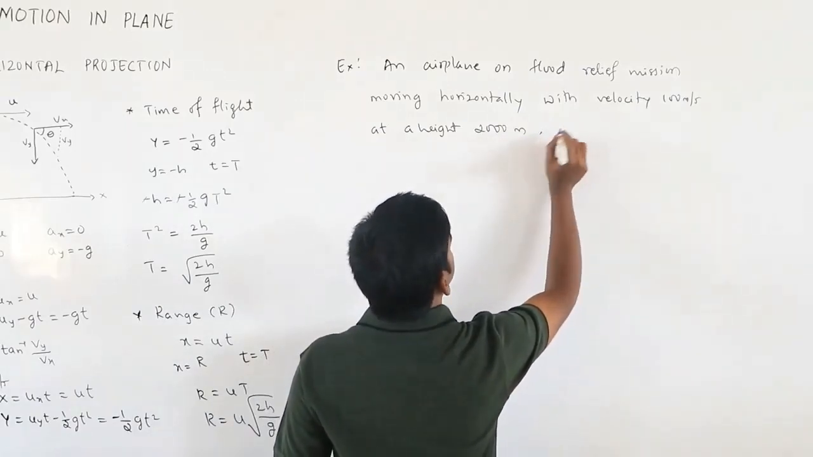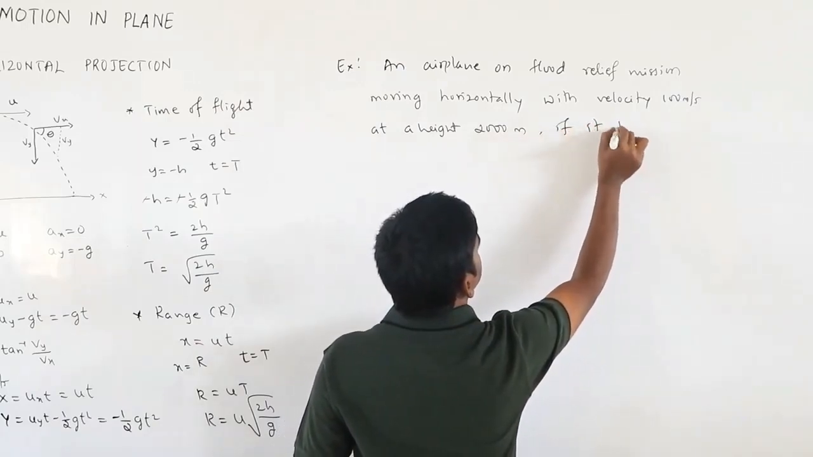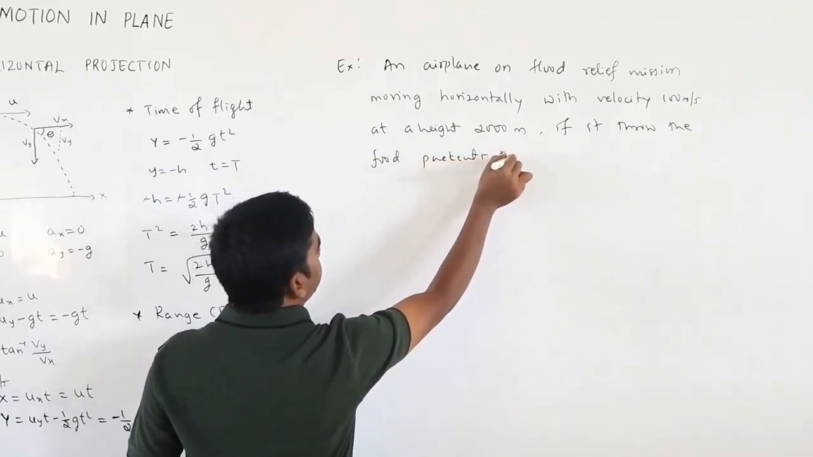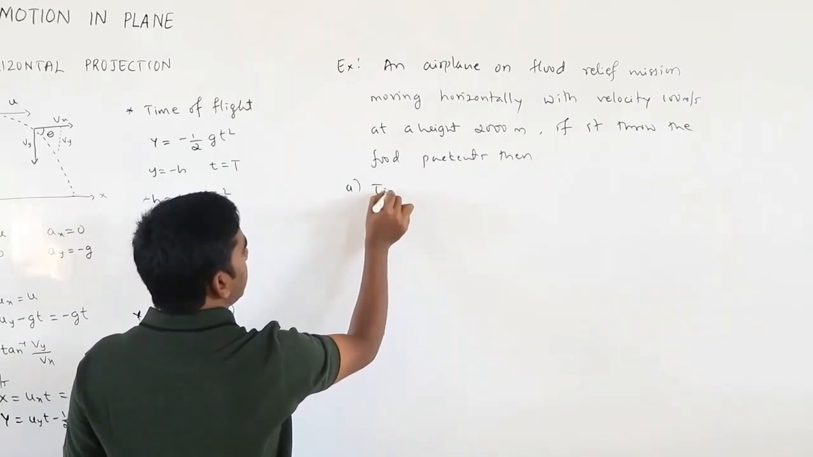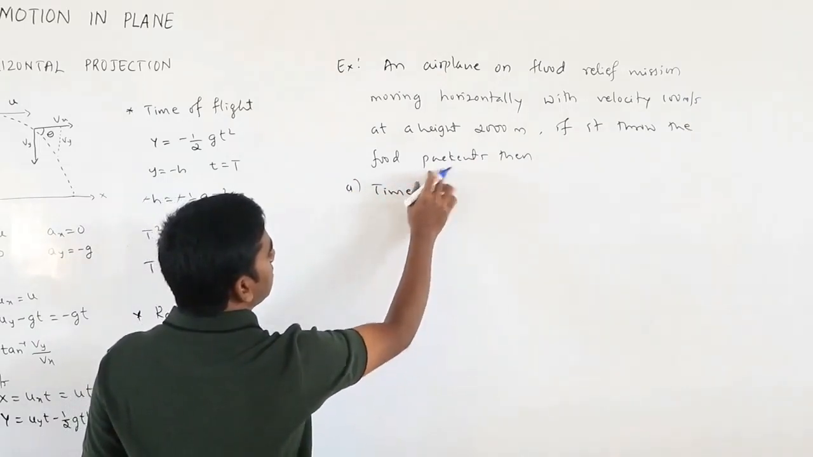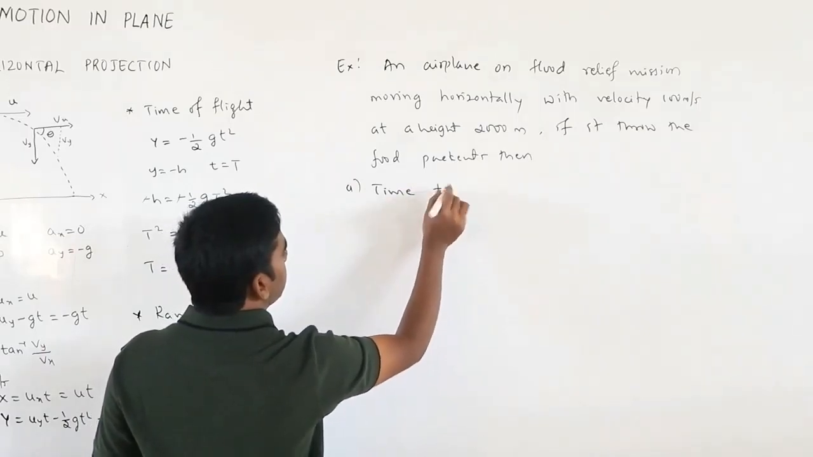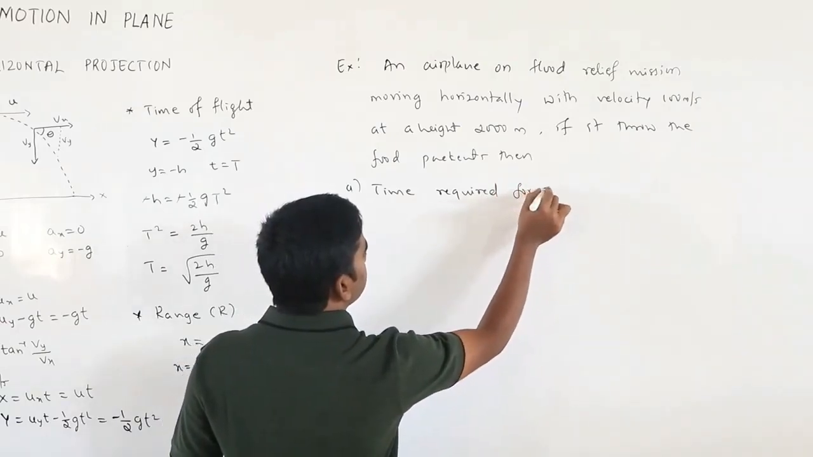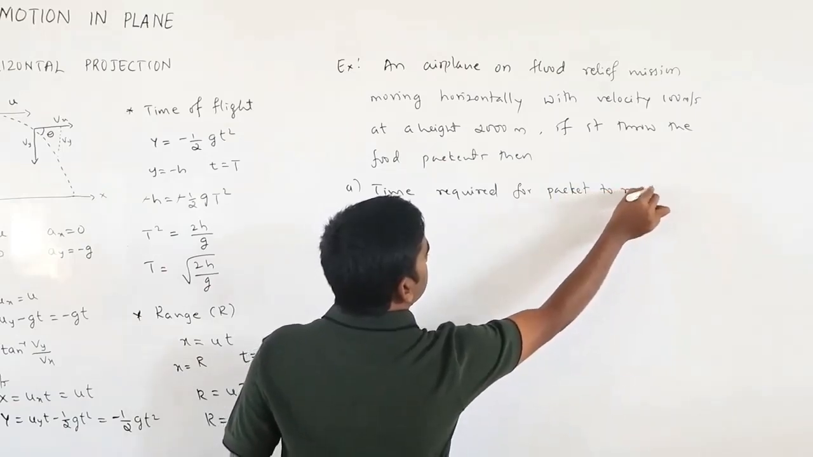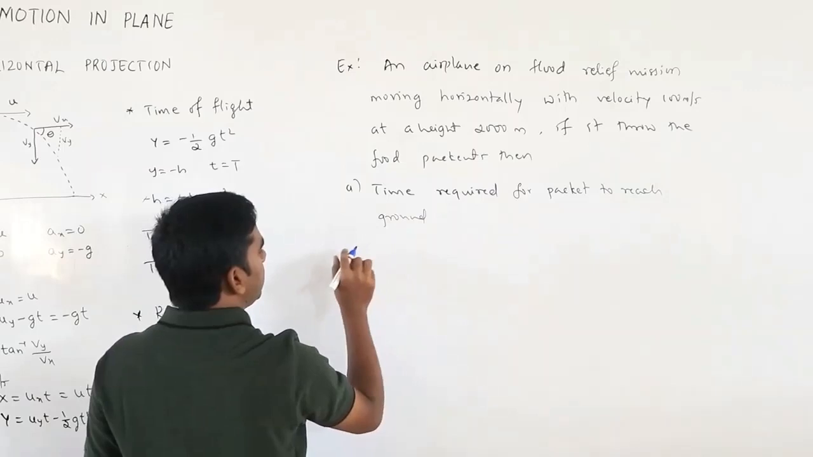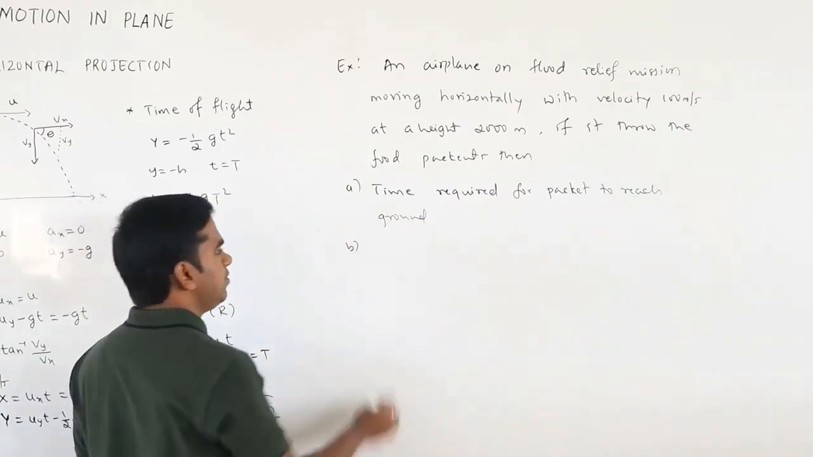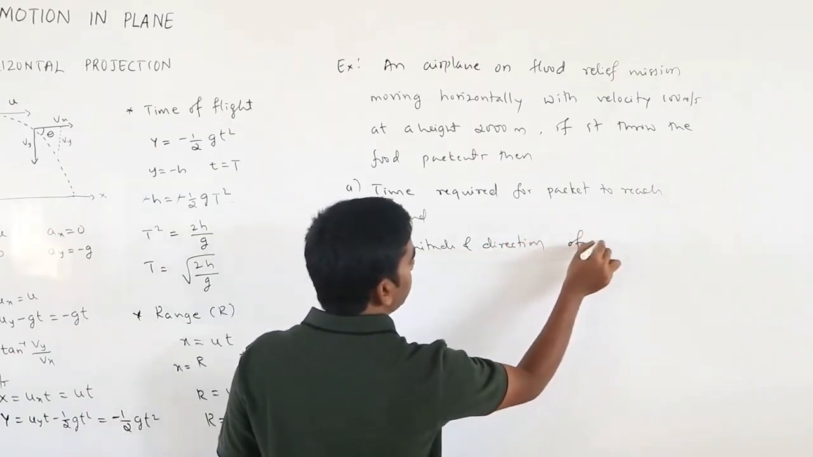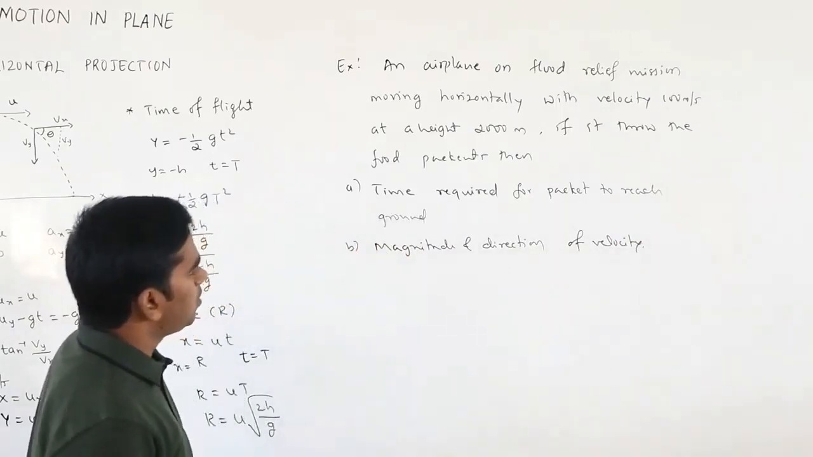If it throws the food packets, then let us find the time taken for the packet to reach the ground, or time required for the packet to reach the ground. Or you can find the magnitude and direction of velocity. So hope you are getting what exactly the question is.